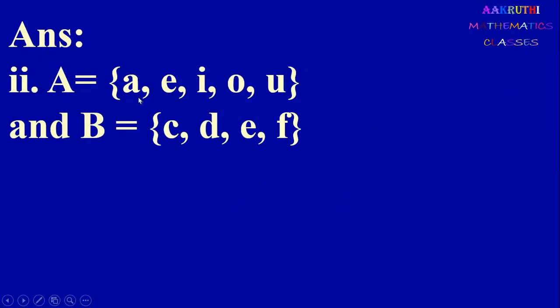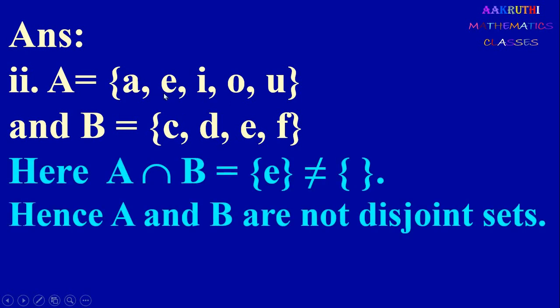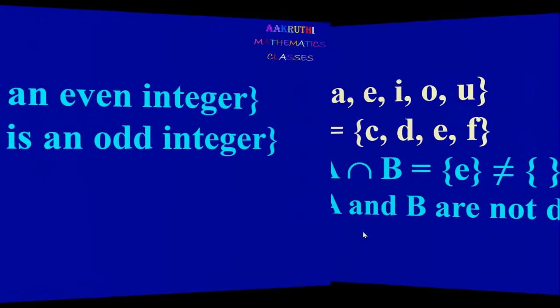So next one, A is A, E, I, O, U and B is C, D, E, F. Now whether they have a common element? Yes, E is a common element here. So therefore it is not disjoint. Now here A intersection B is E. Therefore it is not an empty set. Therefore A and B are not disjoint sets.